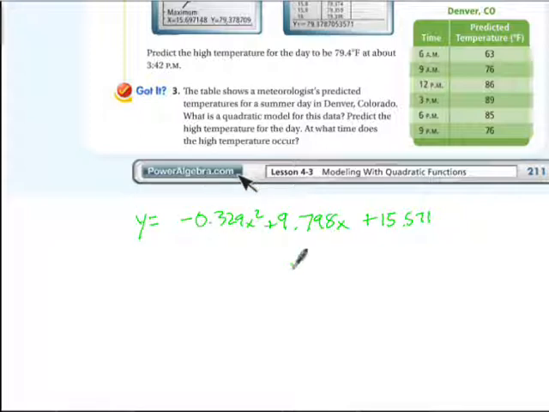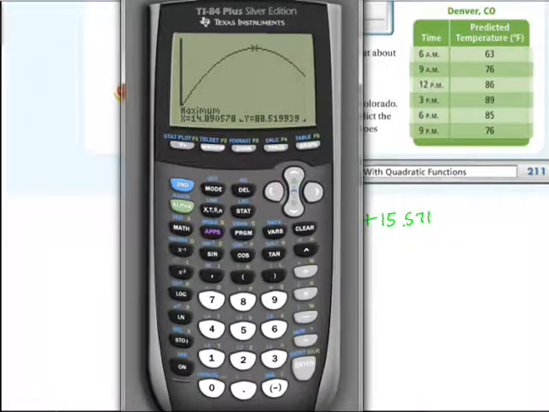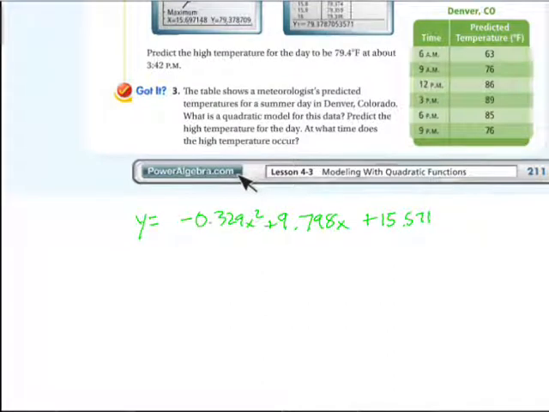So at what time does the high temperature occur? That was, let's go back here for a second. That was 14.89, at 14.89 o'clock. That's a weird time. So let's see if we can figure out what 14.89 o'clock is, just to make sure everybody's on the same page, in case you had a question like this on a test or quiz.